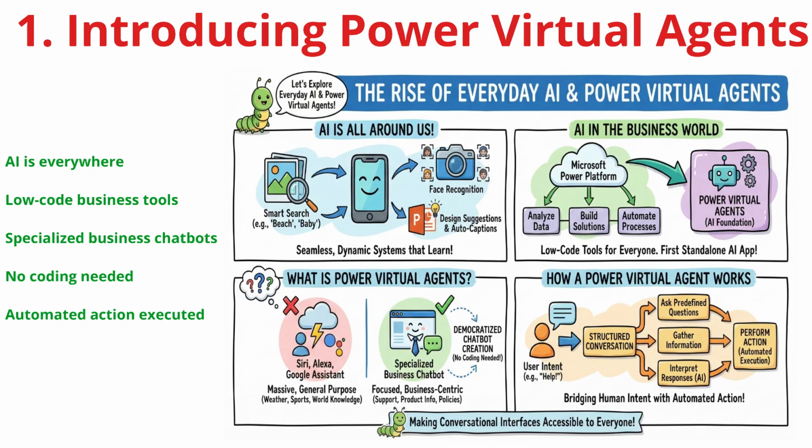But what exactly is it? Unlike massive general-purpose assistants like Siri, Alexa, or Google Assistant, used for weather or sports, Power Virtual Agents is a specialized, business-centric chatbot focused on support or policies. It democratizes chatbot creation, meaning absolutely no coding is needed. Here is how it works. It bridges human intent with automated action. It starts with user intent, guides them through a structured conversation to gather information and interpret responses using AI, and finally performs an automated execution. Ultimately, it is making conversational interfaces accessible to everyone.